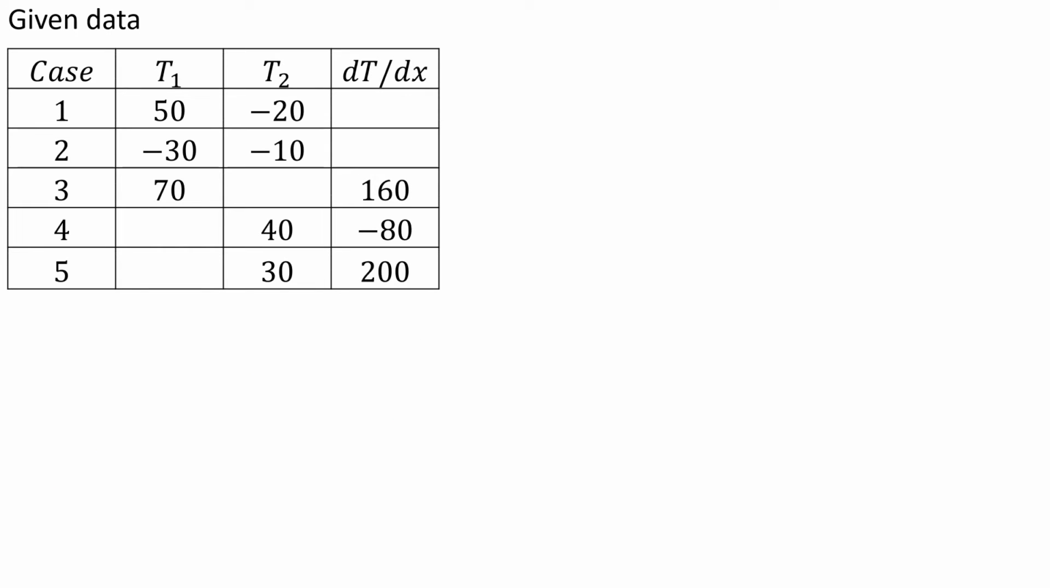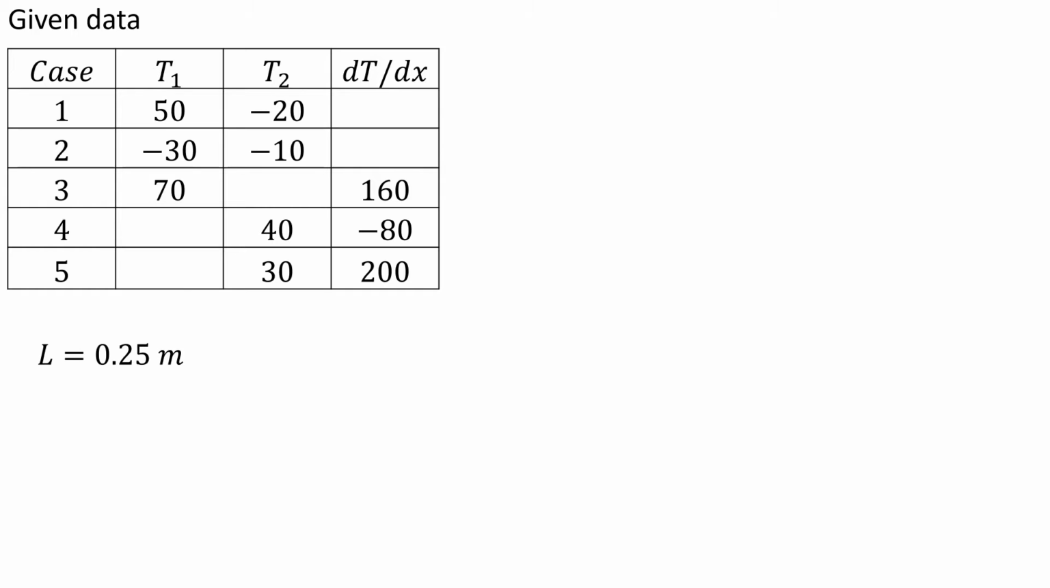Simply, the given data is this: for the first case, T1 is 50 degrees centigrade and T2 is minus 20 degrees centigrade. For the first and second cases we have to find the value of dt by dx. For the third case, T1 and dt by dx are known, so in the third case we have to find the value of T2, and in the fourth and fifth cases the values of T2 and dt by dx are known, so we have to find the value of T1 in case 4 and case 5. And for all these 5 cases we have to calculate the amount of heat flux.